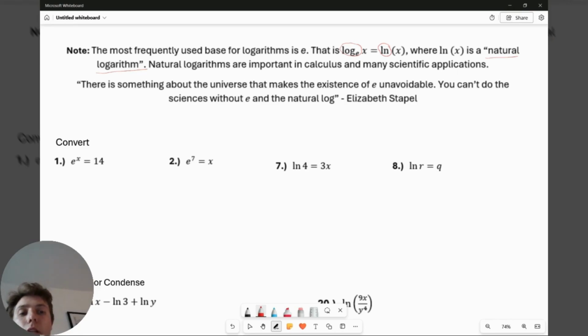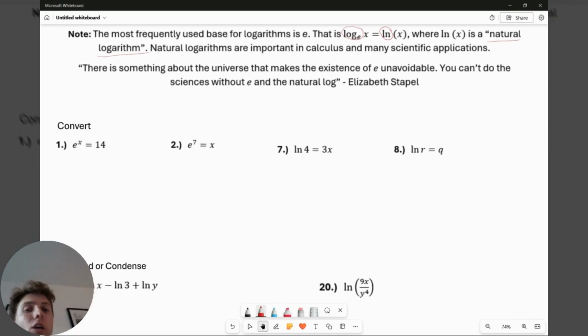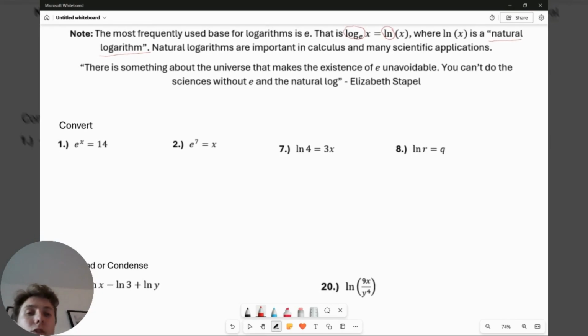Here is what Elizabeth Staples said. There's something about the universe that makes the existence of e unavoidable. You can't do the sciences without e and the natural log. Once you start getting involved in science and you start learning about different fields of science and you start applying that knowledge, you'll notice that e and natural log have to be there in order for specific topics to actually work. You can't do the sciences without e and the natural log.